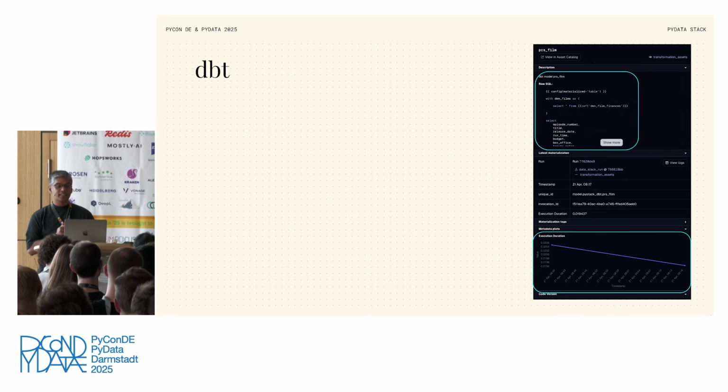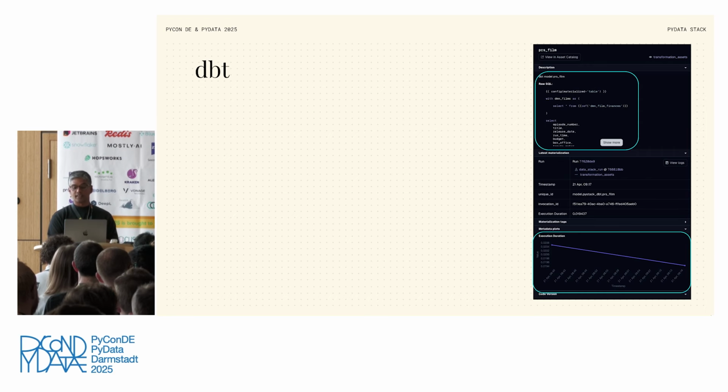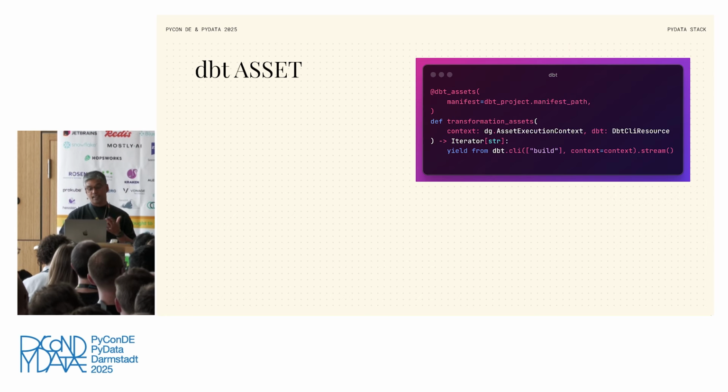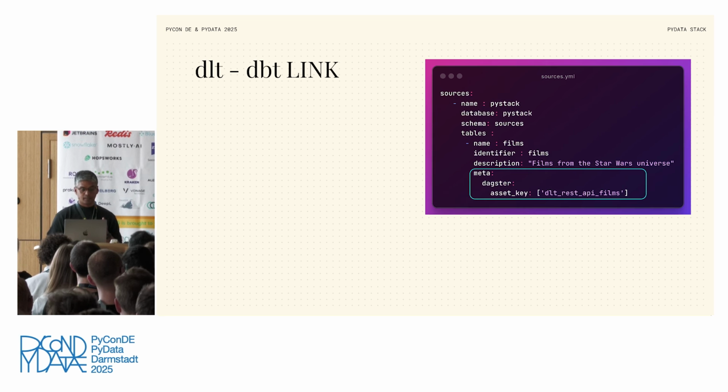And again, if you click into any of those models, you will get some nice data that will help you troubleshoot issues. So you get the actual model definition, but then also execution time as well. So you can see if it's taking longer and longer to run that particular model, or if it's fairly stable. And again, specifying a DBT asset is done in a very similar format: decorator, and then yielding the actual run context.